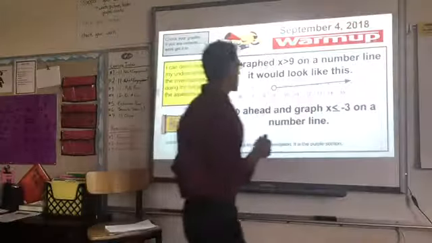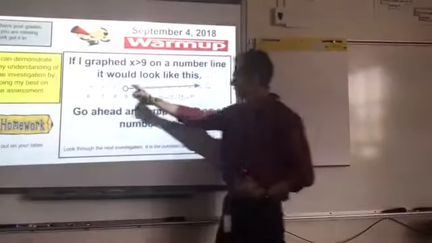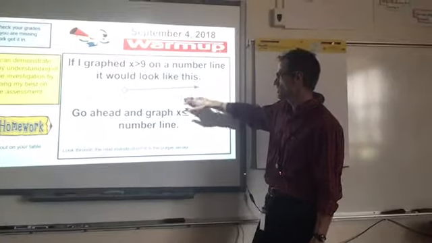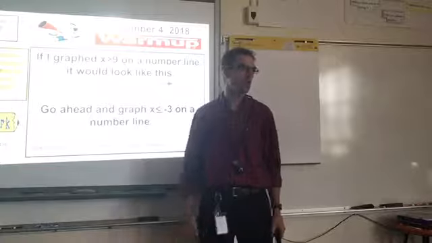So if I graphed x is greater than 9 on a number line, it would look like this. Here's my number line. It's got numbers that represent markers. Here's my 9. It has an open circle. Why does it have an open circle?